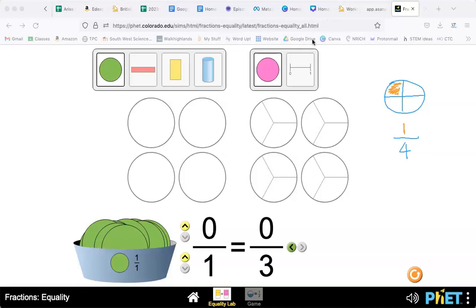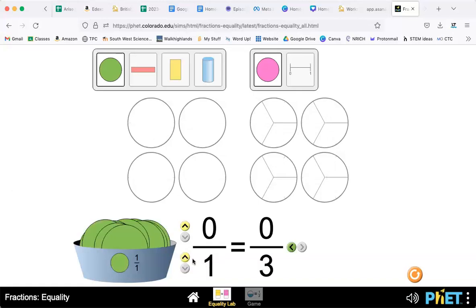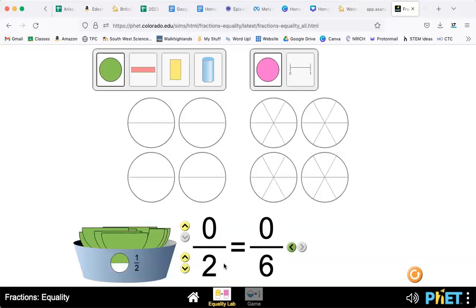Okay, let me just get rid of that. I got rid of the annotation because I want to do this here. So here is our whole, and this number here is our 1, so it says 1 whole. If we increase this here, we've now split our whole into 2 parts. Let me put it back down to 1.